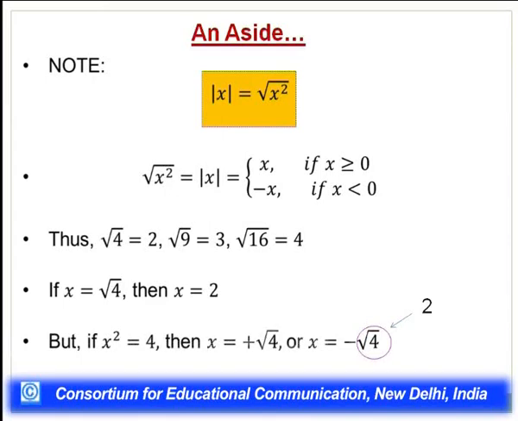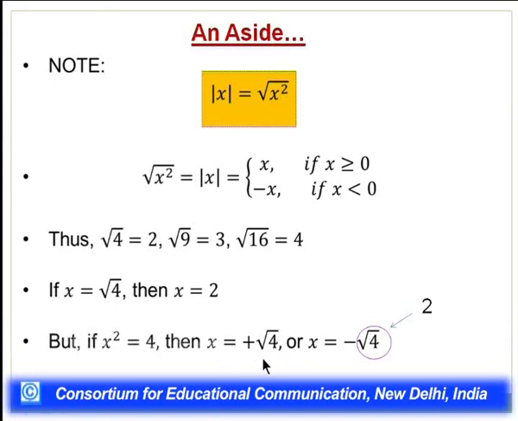Another way to look at this idea is that suppose I have the equation x is equal to square root of 4. Now in this equation, there is only one value of x for which we can find the square root, and that value of x is going to be 2. However, if we are looking at the equation x square is equal to 4, then if we solve for x, we will get x is equal to plus 2 or minus 2.